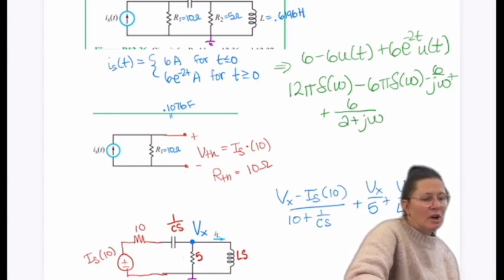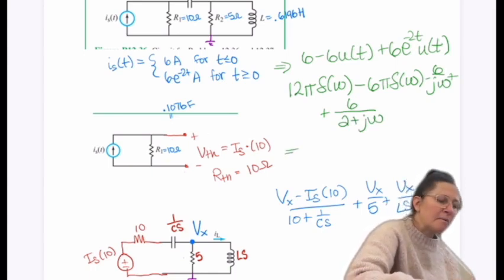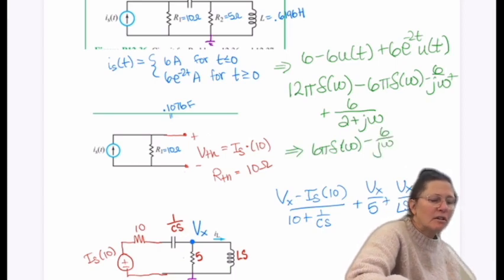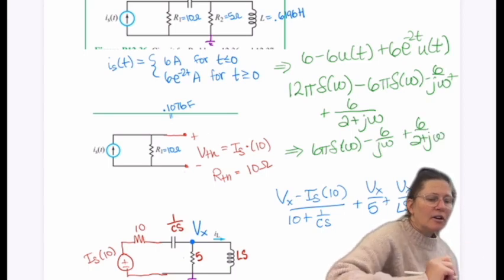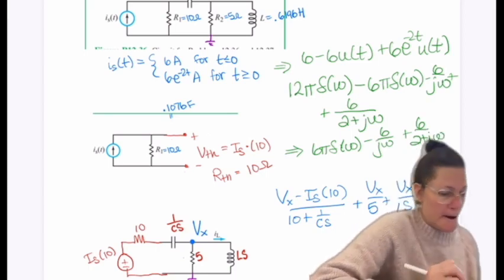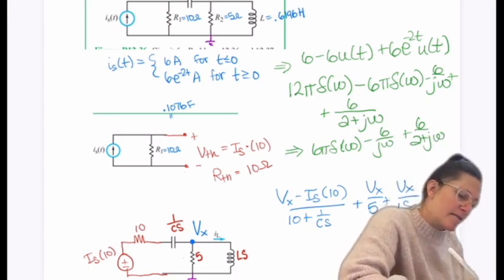So these two combine, so you end up with 6 pi delta omega minus 6 j omega plus 6 over 2 plus j omega. So that is going to be my I of s.